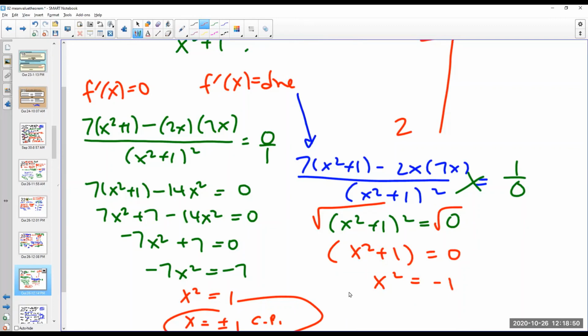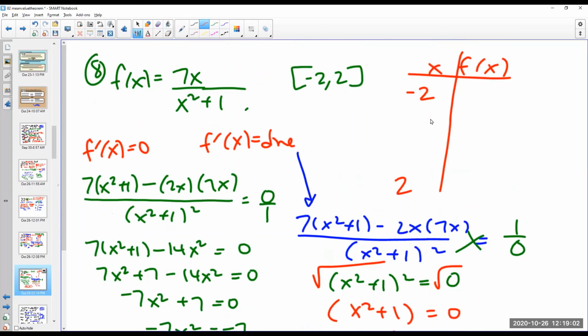Okay, and so what do you get here? Yeah, an imaginary number. So no CPs here. No real CPs are generated. You really only want real numbers. So what we have is -1 and 1, and we're going to come up here and make sure that they are between the endpoints, and they are. They're between the endpoints. And so at this point, we're just going to plug in for our f values.